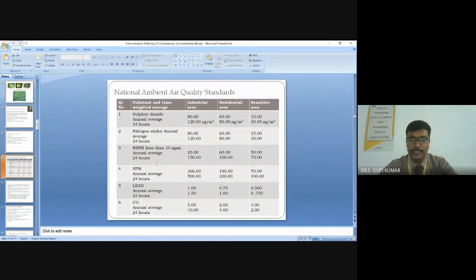Now, considering the national ambient air quality standard, there are certain air quality standard measures which are to be followed for normal life. That is highlighted in this slide, where the pollutants are sulfur dioxide, nitrogen oxide, lead, and carbon monoxide, and their corresponding industrial values, residential values, and sensitive values are highlighted.